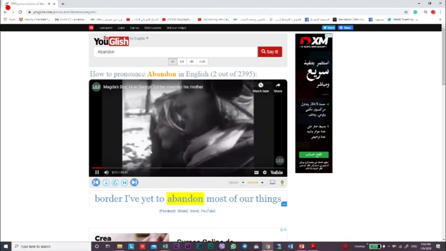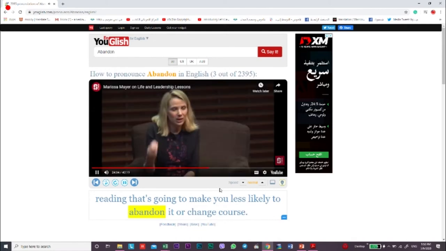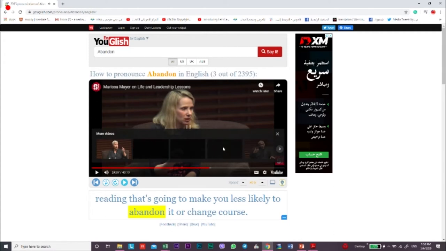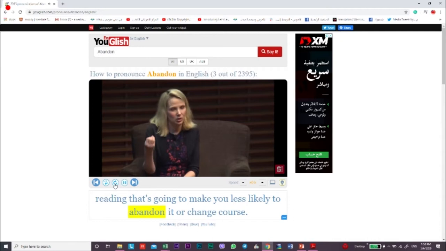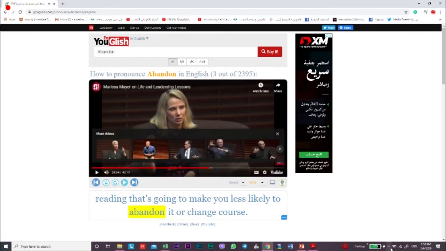We walked across the border and we have to abandon most of our things. Okay, abandon, also abandon. Reading that's going to make you less likely to abandon it. To abandon it, okay? Also, you can adjust the speed, slow down the speed of pronunciation. Reading that's going to make you less likely to abandon it.